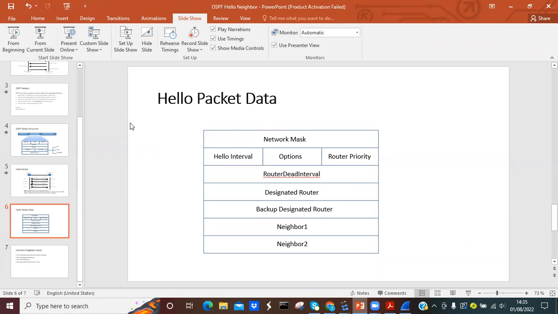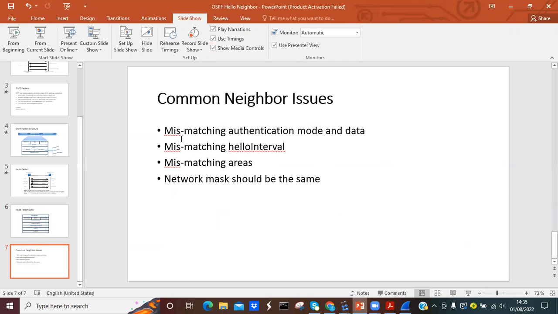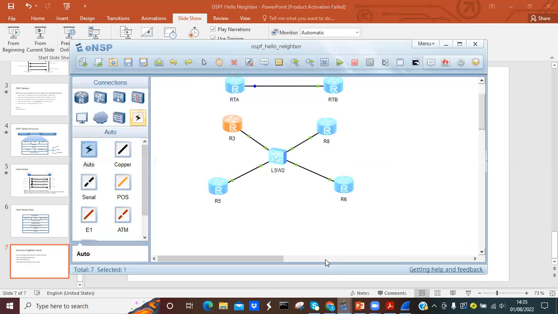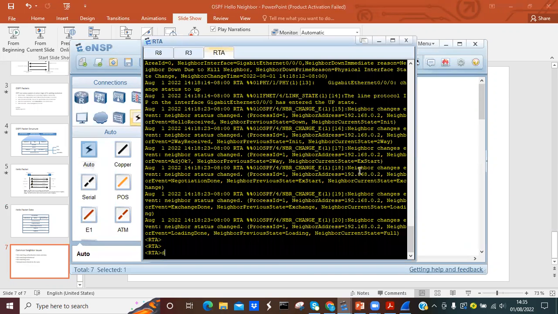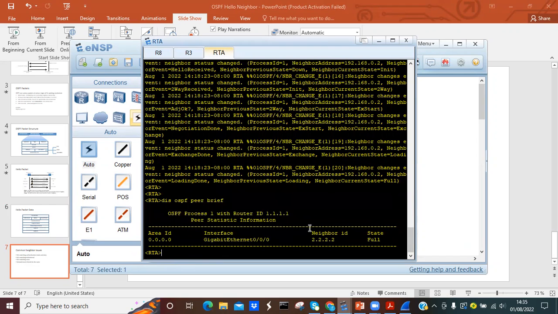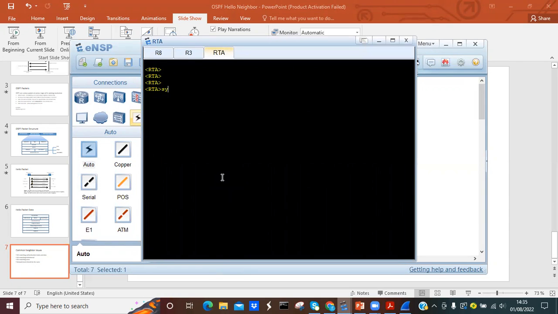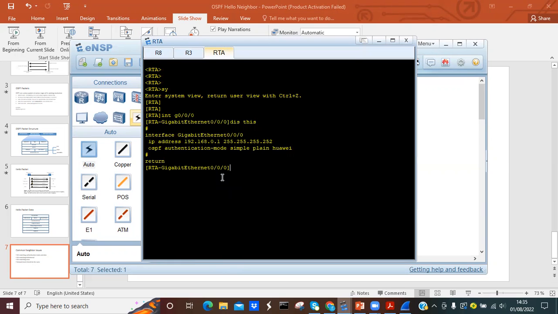So we are going to look at the common neighbor problems. One of them is a mismatch on the authentication mode. Supposing, let's go back to here, we had authentication. Remember, we already have a neighbor; display OSPF peer brief. We already have a neighbor, which is 2.2.2.2. Supposing we had authentication on this router, and we change the authentication mode. So let's go to system view and go to interface G0/0/0. If you display this, you'll see this mode, and we configured the same mode on the other side. But supposing now we change this, we undo this, undo OSPF.